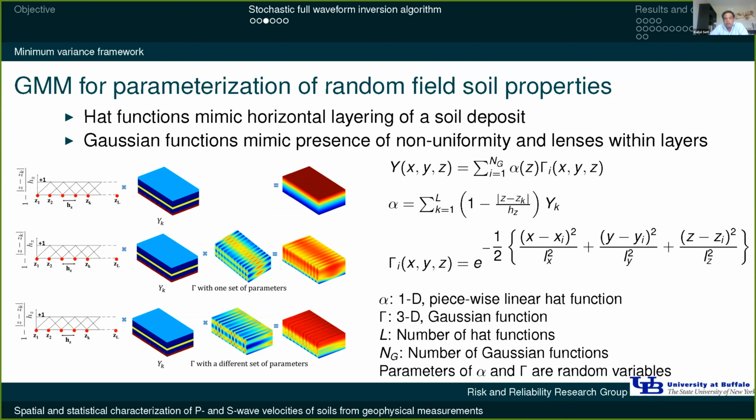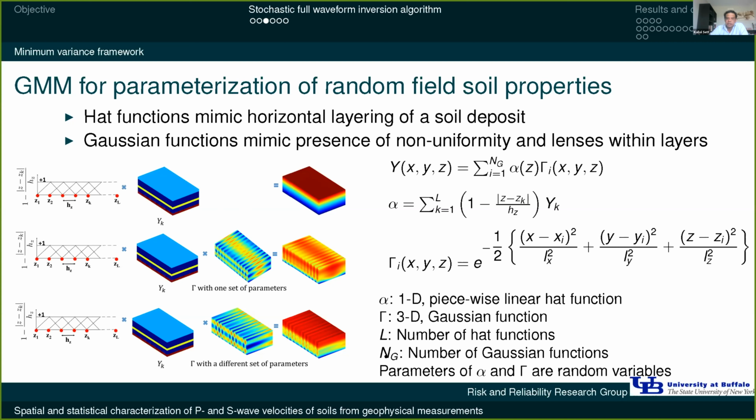The top row shows how the hat function works. So the top row of the figure just has hat functions, one-dimensional hat functions, and it creates uniform layering of the soil deposit. And the middle row actually demonstrates when we throw in a Gaussian function. I'm using my mouse to show what happens if we add a Gaussian function into the mix. So it allows for mixing of information between layers. And you see what is the resultant. It's kind of non-uniform layers, and we can see even lenses within these layers.